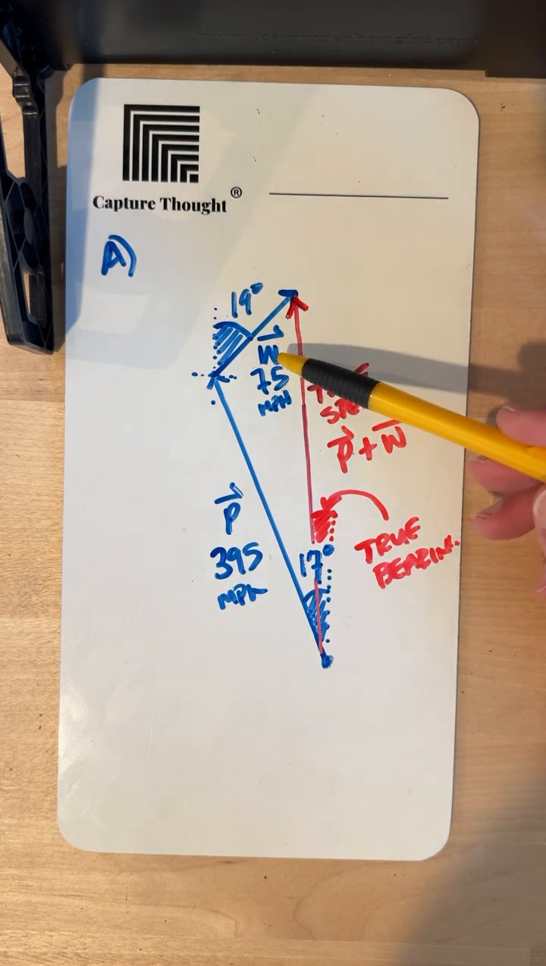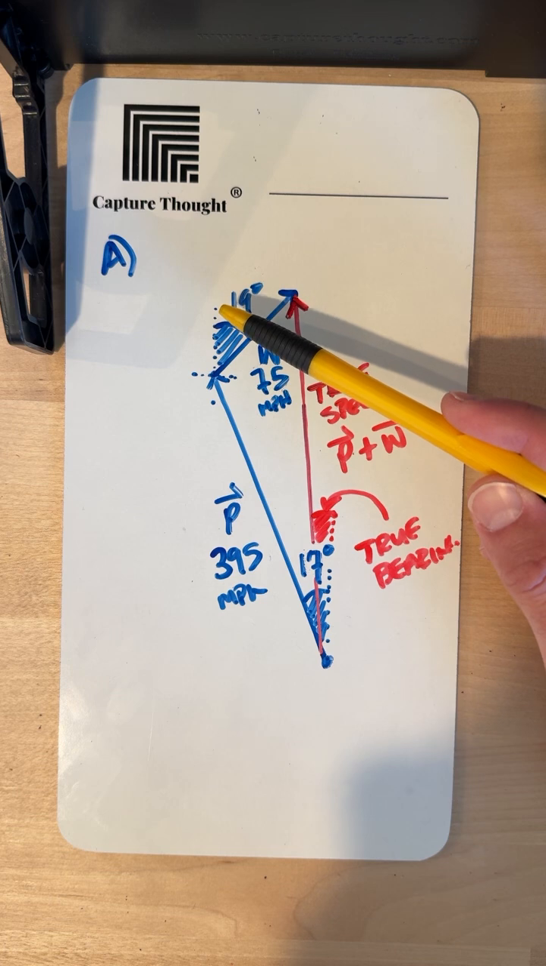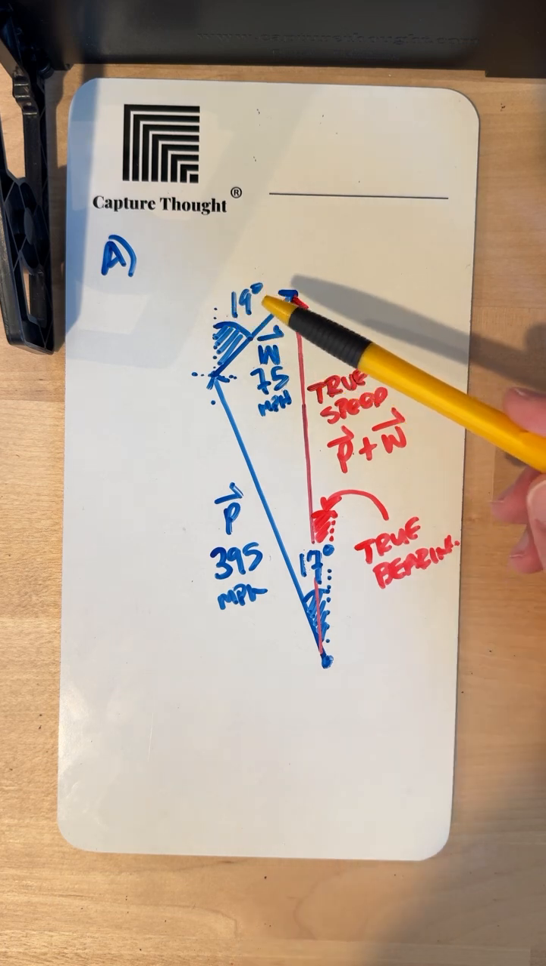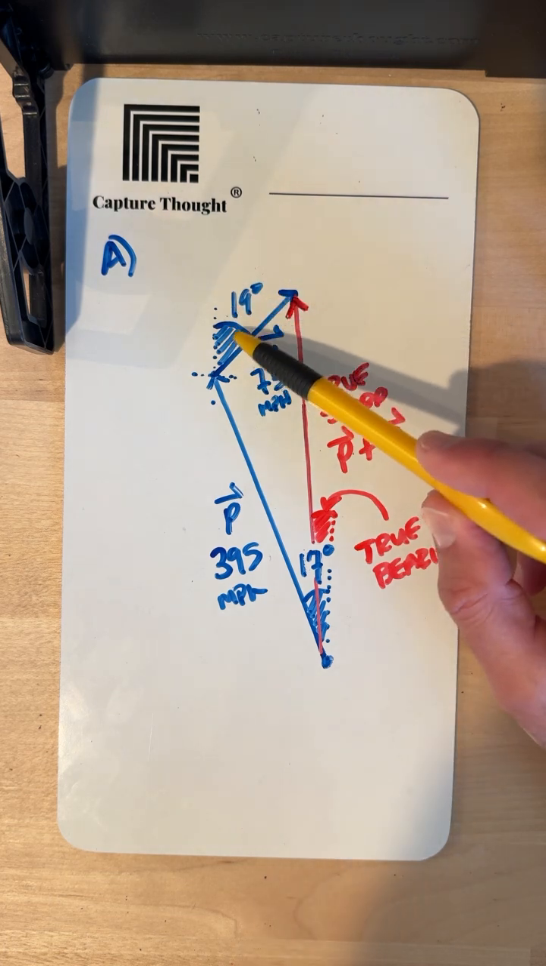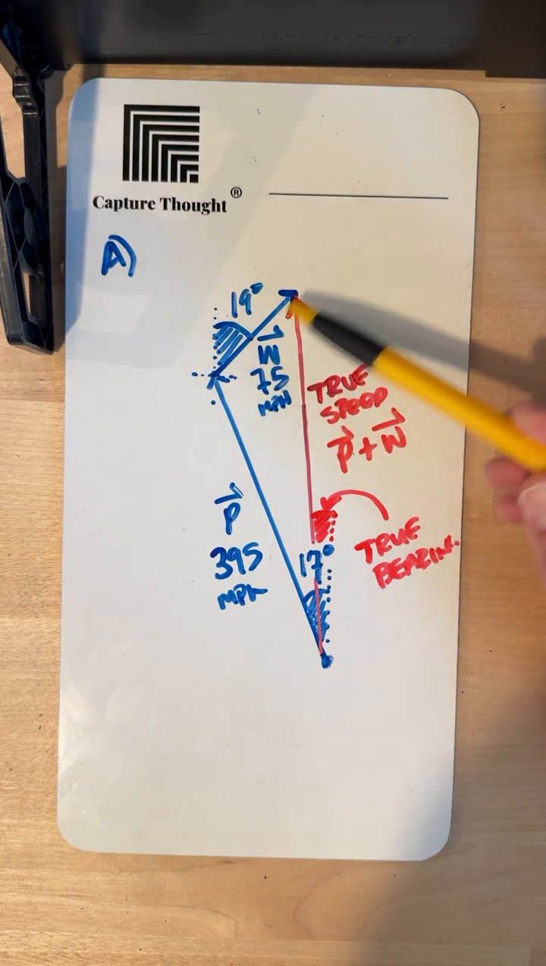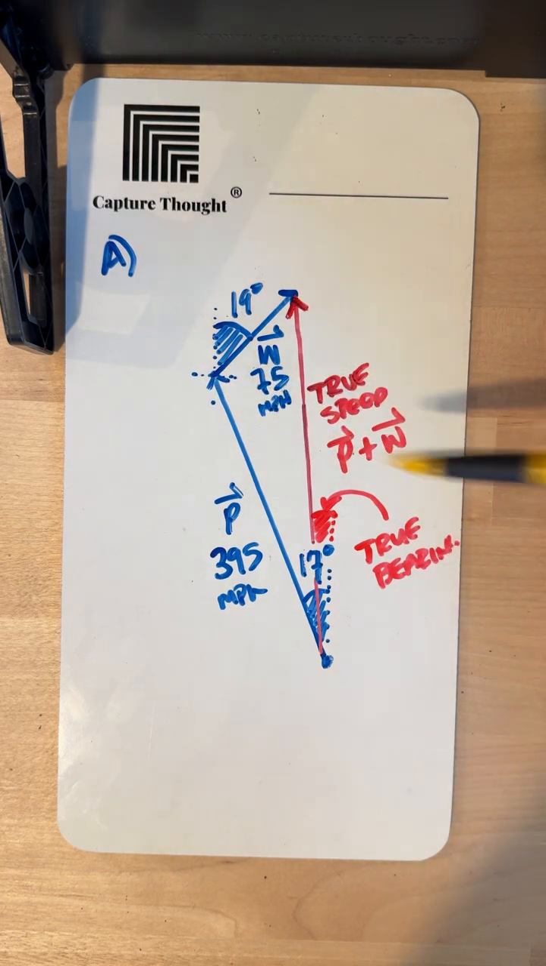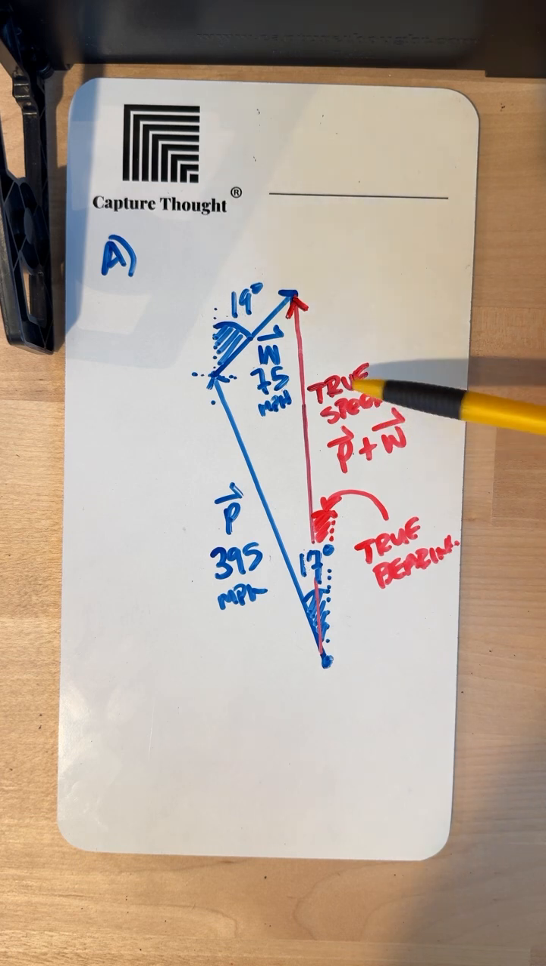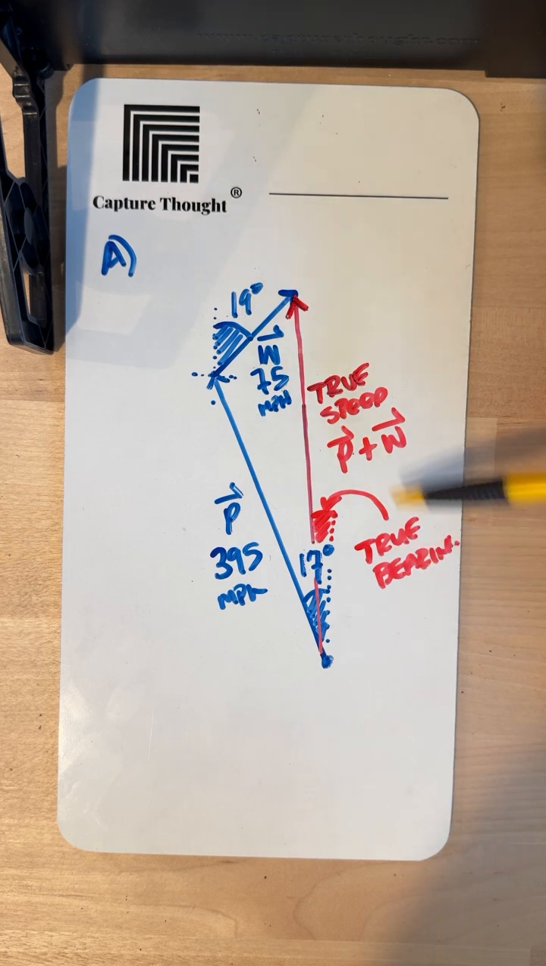Then the wind is telling us that it's blowing at north 19 degrees to the east. So this angle up in here is the 19 degrees. So this vector is the wind vector, and that's blowing at 75 miles an hour. Then the true speed of the plane is the sum of these two vectors together. So that's our true bearing. And our true bearing is this little one over here. So we'll get to that in a second.